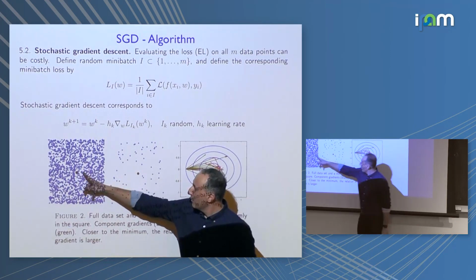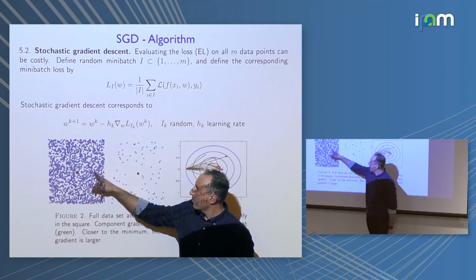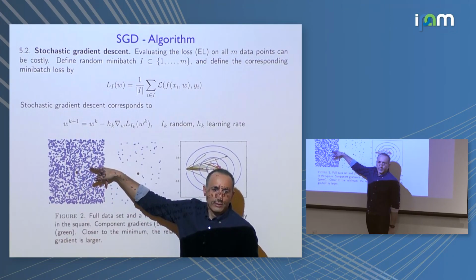But now when I'm sitting right here, if I take a mini batch and I'm unlucky, maybe half of them are on this side and half of them are in this direction. And I don't get a very good vector.